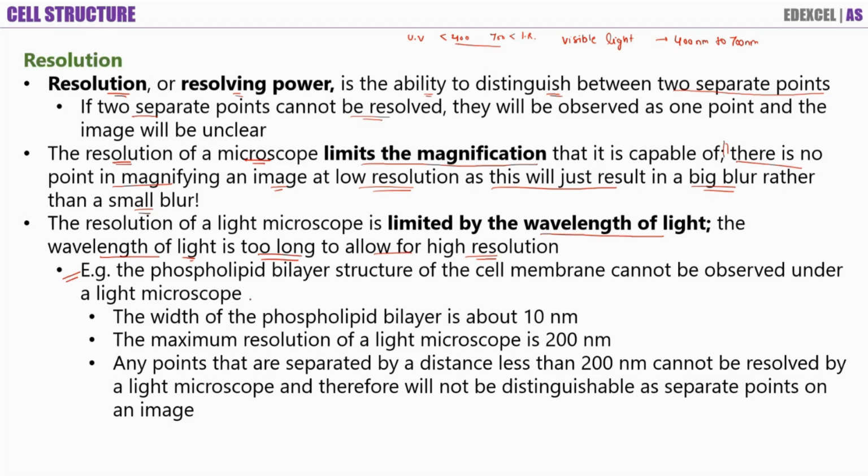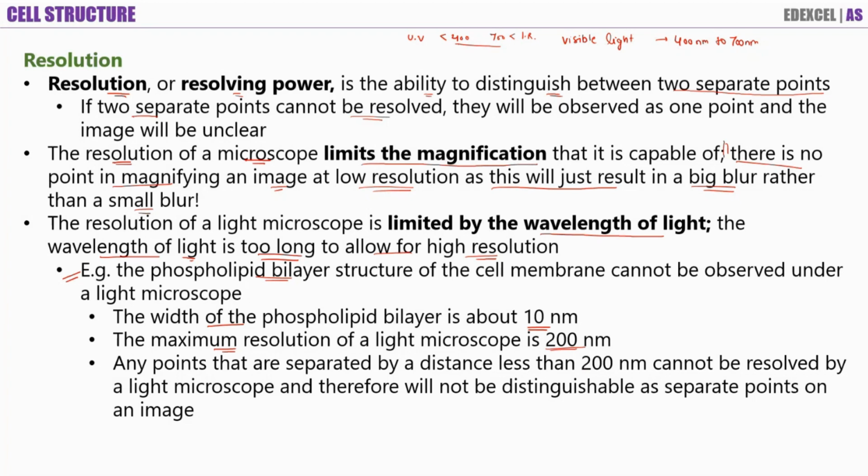One such example is given over here, the phospholipid bilayer, which is present in your cell membrane, right? So the width of the bilipid layer is about how much? It is around 10 nanometer. The maximum resolution of a light microscope is how much? 200 nanometer. So can you see a lipid bilayer with the help of your light microscope?